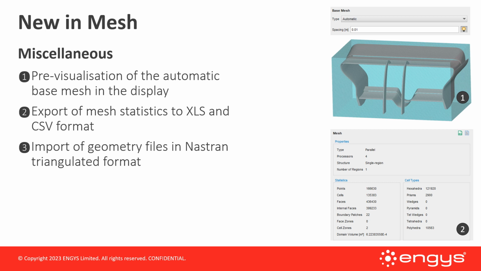Lastly, we have other mesh enhancements added to Elements, such as pre-visualization of the automatic base mesh in the display. This new feature allows you to preview the automatic base mesh directly in the display before finalizing the mesh generation process. By providing an early visualization, you can easily identify any potential issues or make adjustments as needed. Also, this version 4 now supports the export of mesh statistics in both XLS and CSV formats. This enhancement makes it easier for you to analyze and share your mesh statistics with colleagues or integrate them into external tools for further analysis. And now, users can import geometry files in the STL triangulated format.